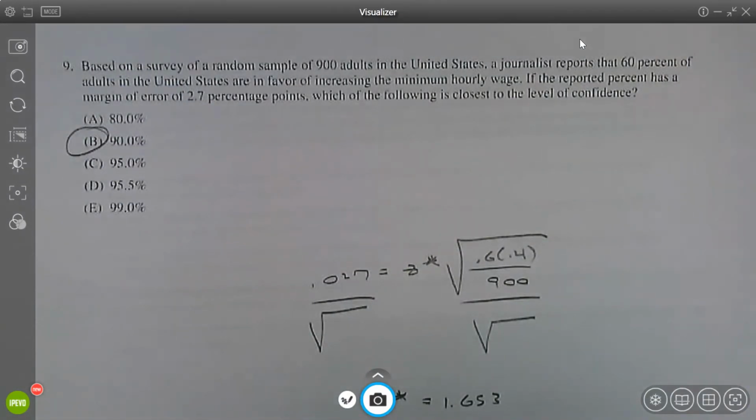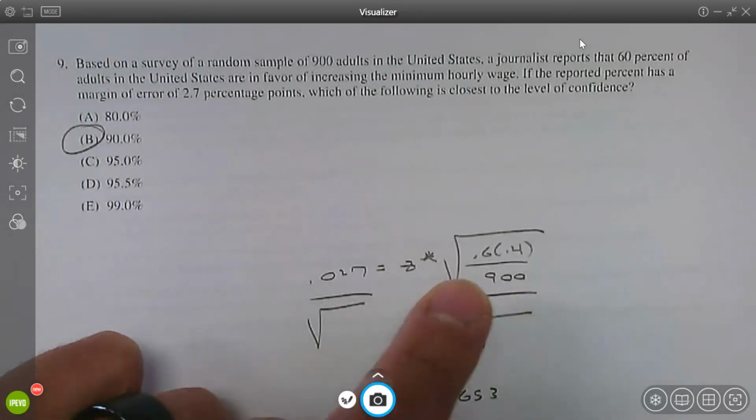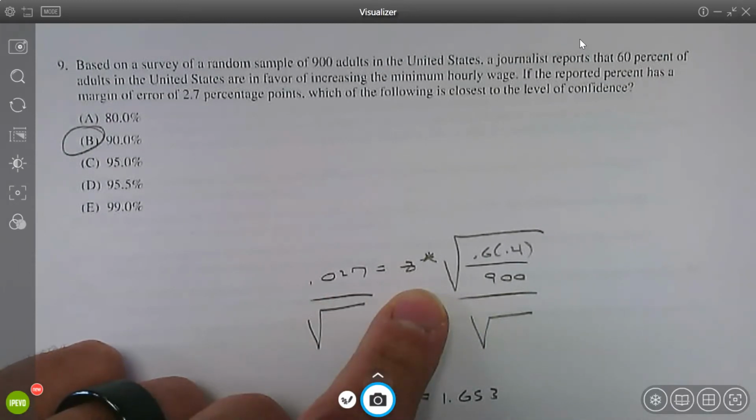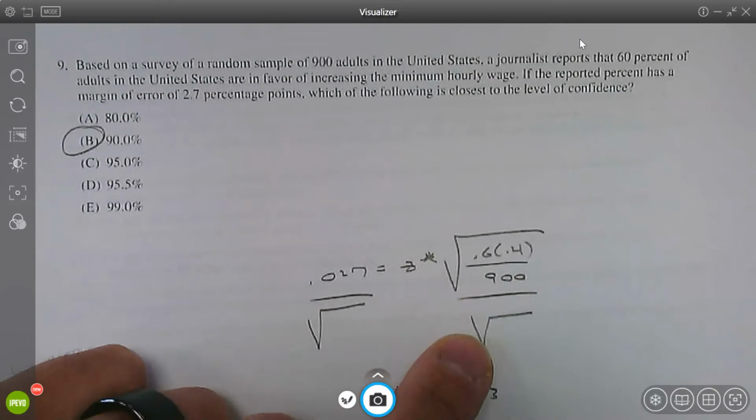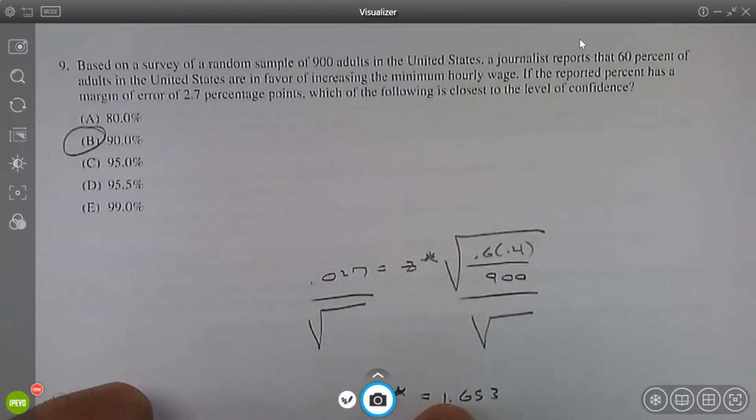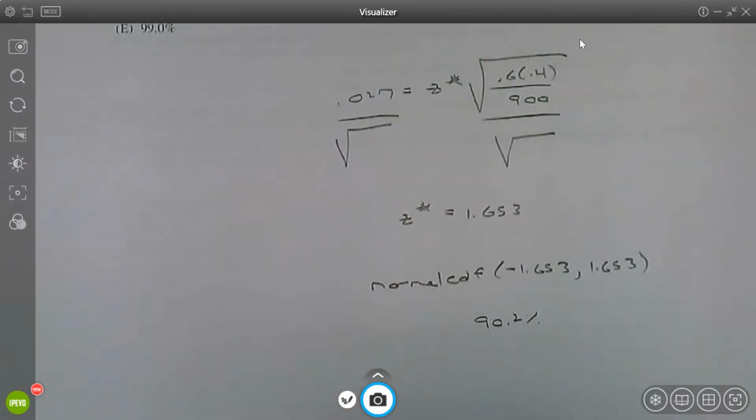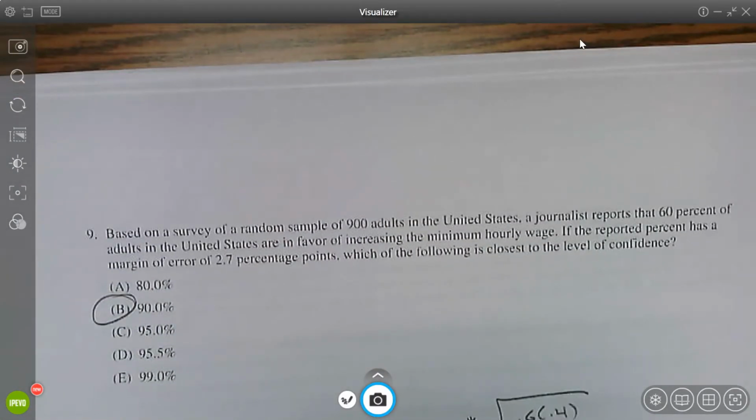Number 9 is an interesting way to ask a question. Typically, we solve for sample size here, but now they're asking about the confidence level. So I'm setting up the margin of error equals the critical value times the standard error, dividing by the standard error. So I get a critical value of 1.65. That means I have to find the area under the curve within 1.65 standard deviations of the mean. So I did normal CDF, get a little above 90%. So the confidence level would be approximately 90% for this question.